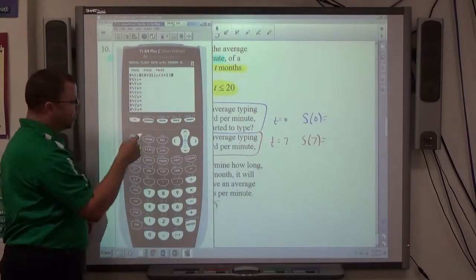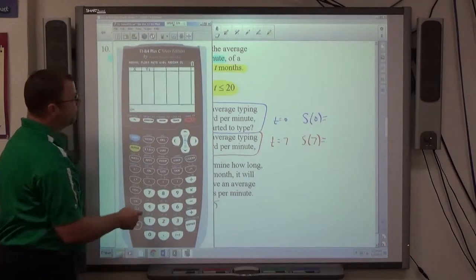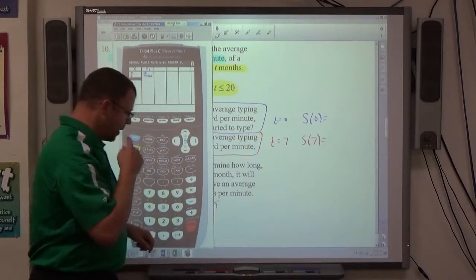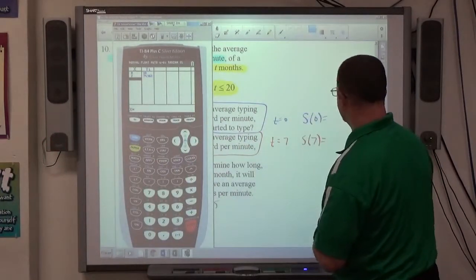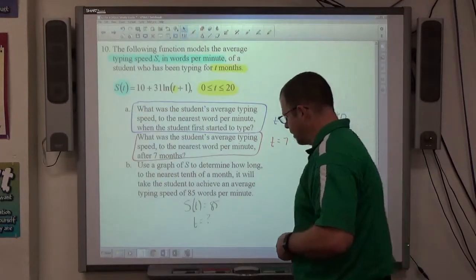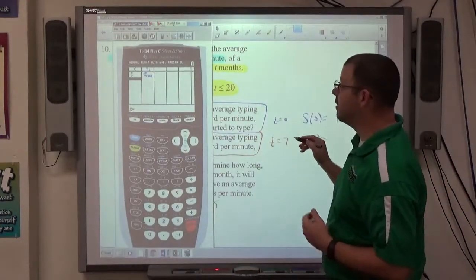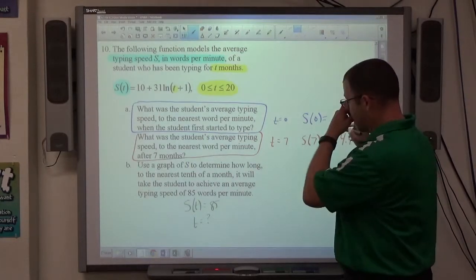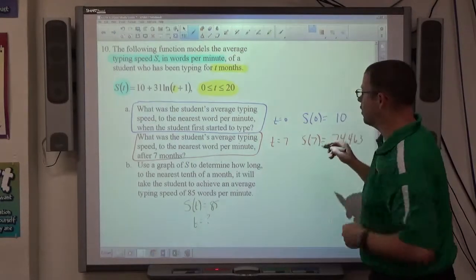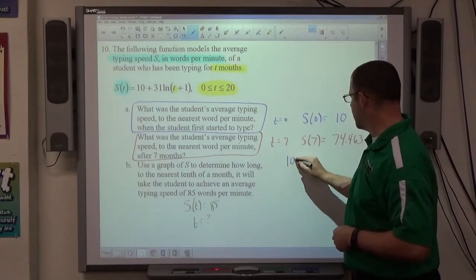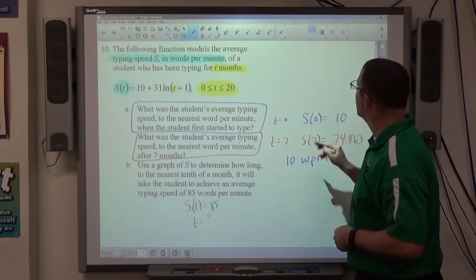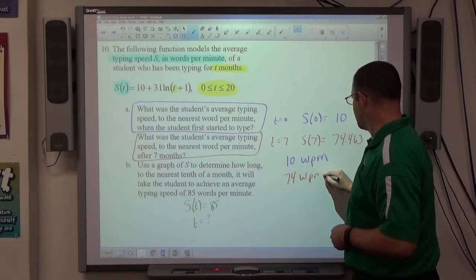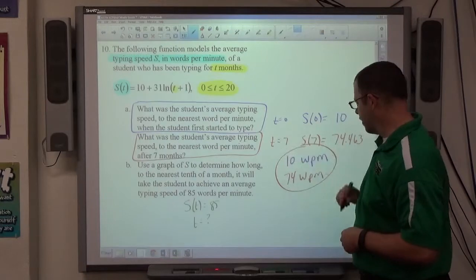So I got my equation typed in. Part A is to figure out what S of 0 equals, what S of 7 equals. So S of 0 is 10. And S of 7 is 74.463. Okay, they did ask for the nearest word per minute, so for this part I would say 10 words per minute. That's WPM. And for the other part of the question, we go with 74 WPM. So for part A, those are the answers to that.